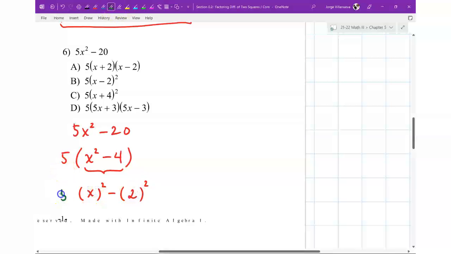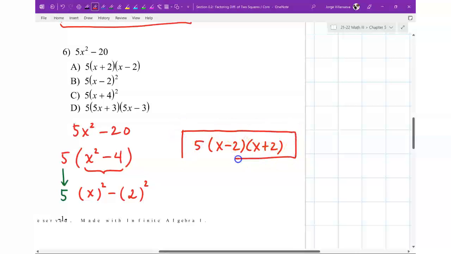Okay, now remember this 5 here? Don't forget about it. I'm going to kind of put it in a different color just so you can kind of see it there. Okay, the 5 is going to kind of follow along. Okay, now the x squared minus 2 squared can be factored in a pattern. It's x minus 2, x plus 2, and don't forget about that 5. And this is your answer for number 6.